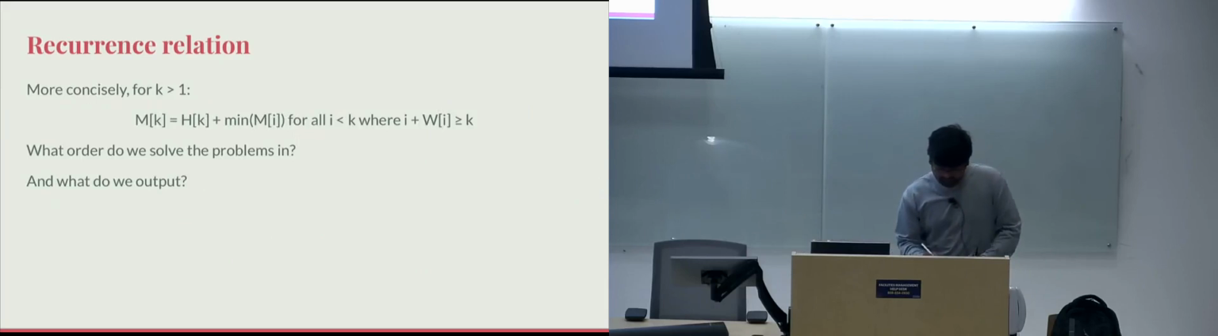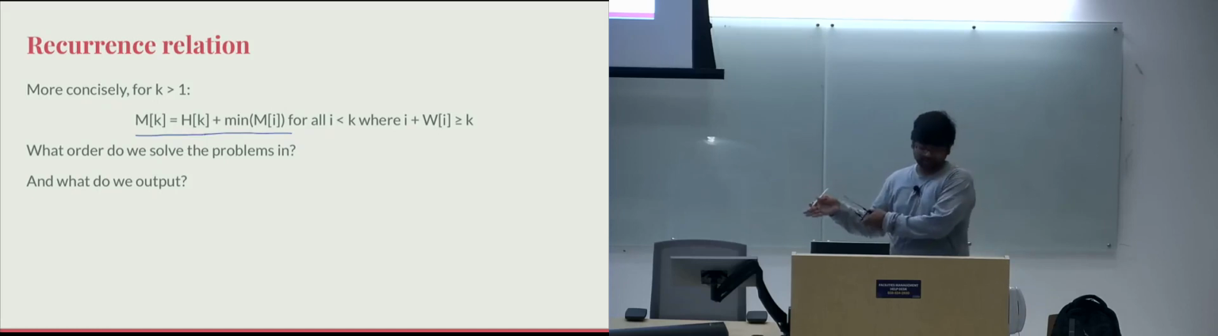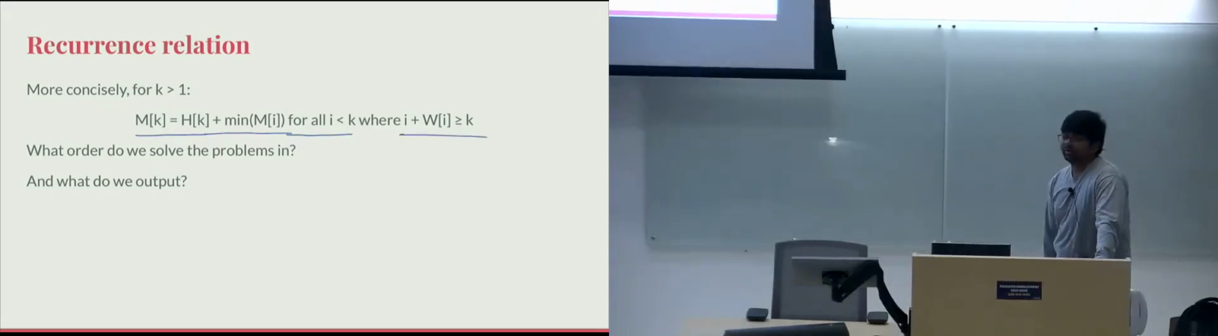So this is essentially the same thing that we just discussed. m of k is basically h of k plus the minimum over all the levels from which you can go to that particular kth level. You check it for all i less than or equal to k minus 1, and you also check that the constraint is right there. Okay.